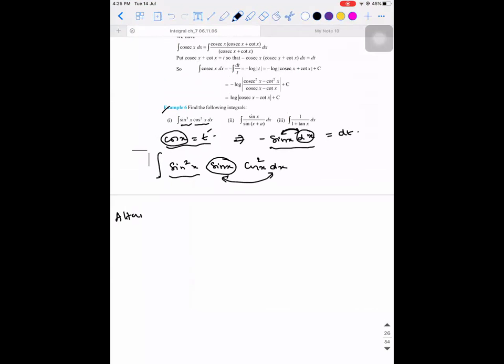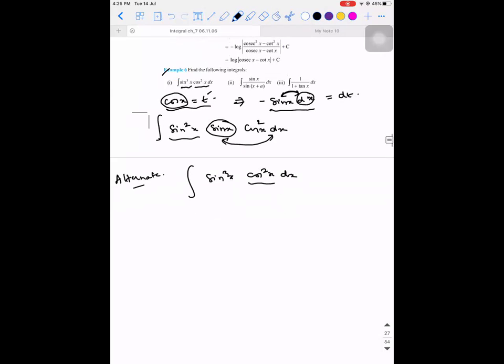So alternate. The question is integral of sine cube x into cos square x dx. Is it necessary that I substitute only cos x as t? My mind will question, why don't I substitute sin x as t and try? Yes, we can do that. I'll put sin x is equal to t. Then cos x into dx is equal to dt. So what should I do?